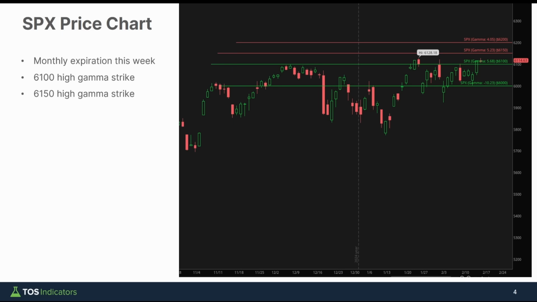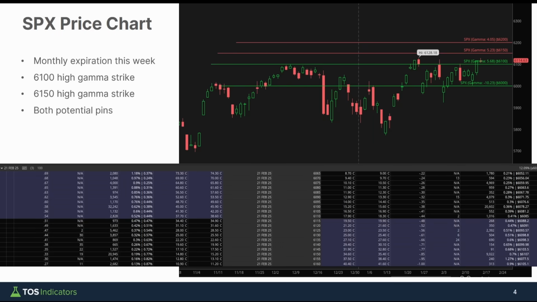So we have 6100, 6150, both are potential pins. 6100 is closer, more in the money to where price is. 6150 would be a new high, but still just a stone's throw away. Now let's use all of this to analyze the options chain and craft some trades.